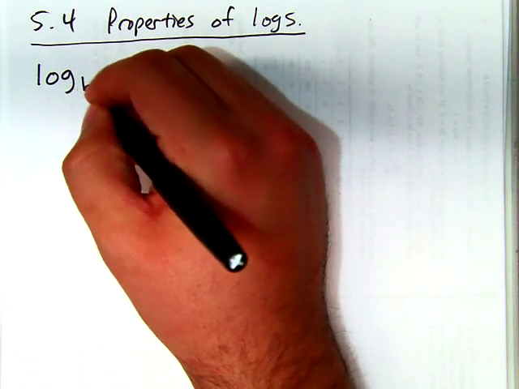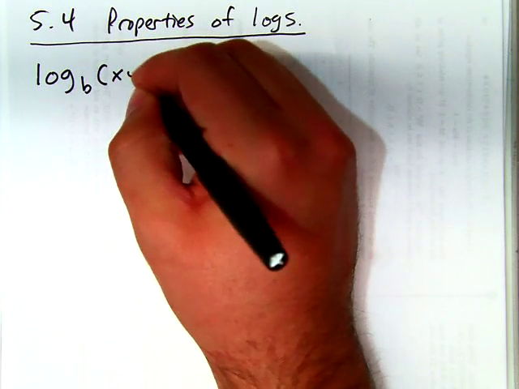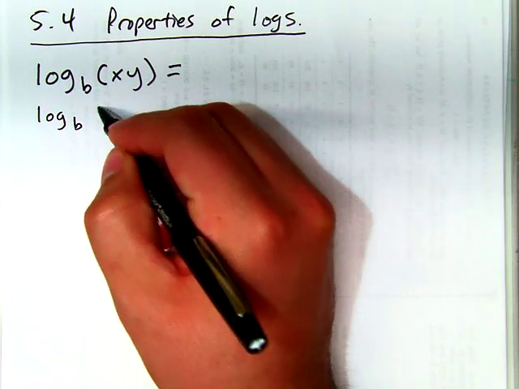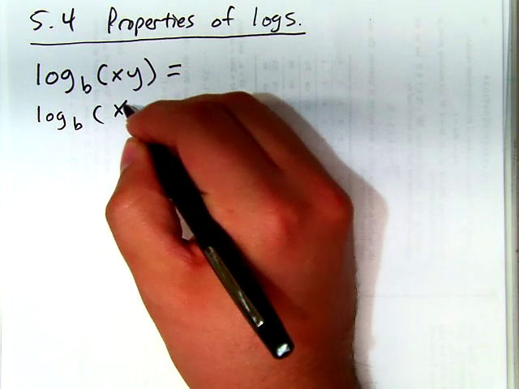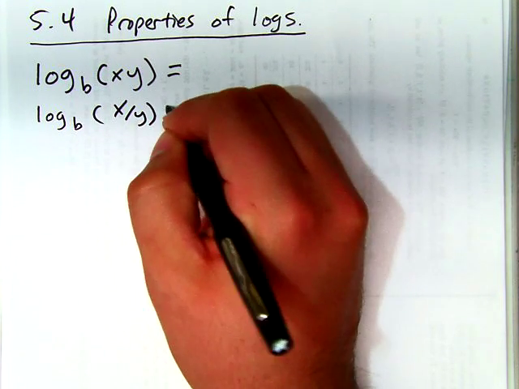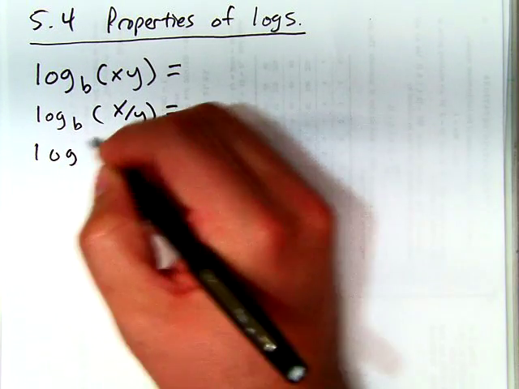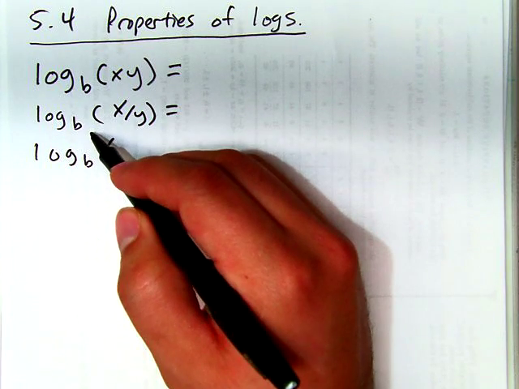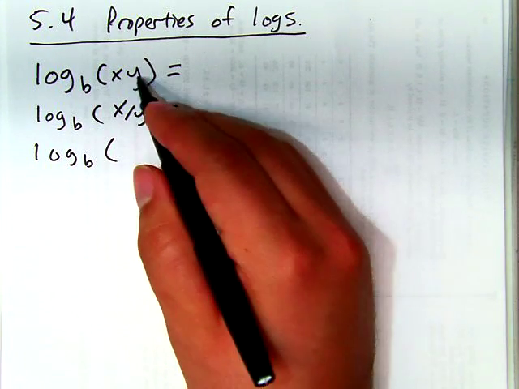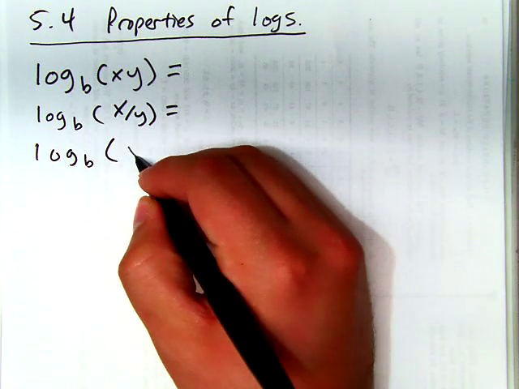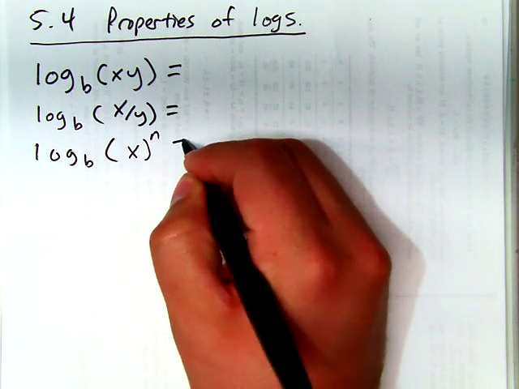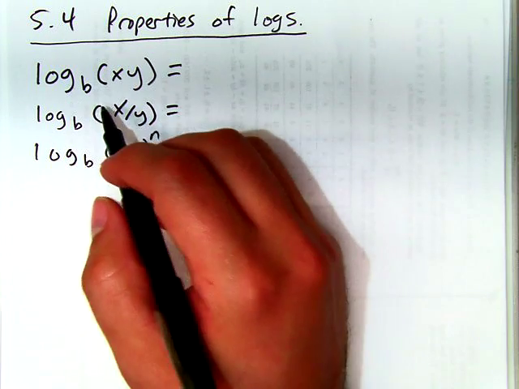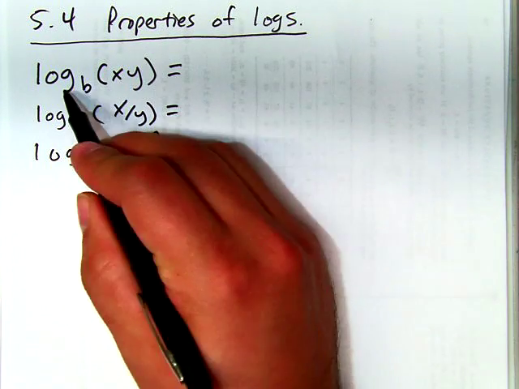If you have the log in any base of a product, or if you have the log of any base of a quotient, or if you have the log in any base of a power, so right now I'm using base b for all of these, and x times y, x over y, or let's say x to the n. Okay, these are the three main log properties.